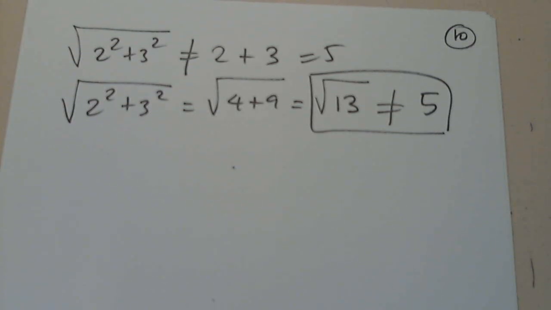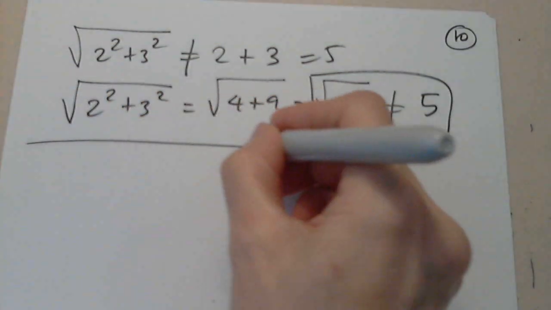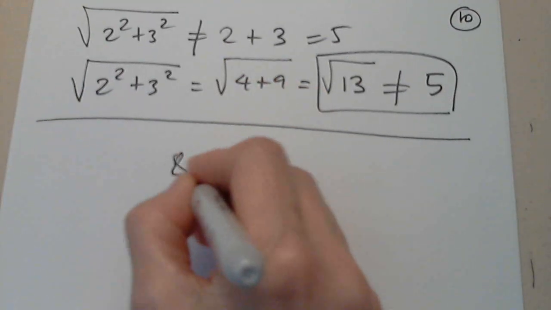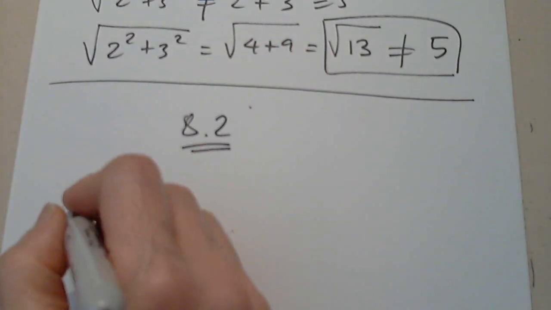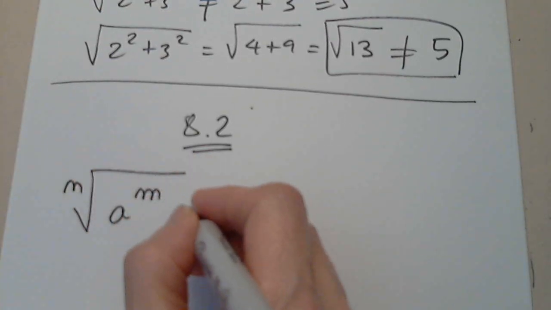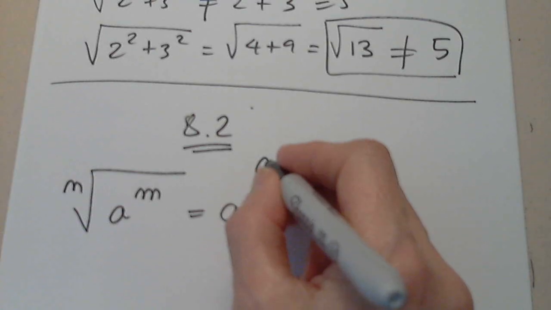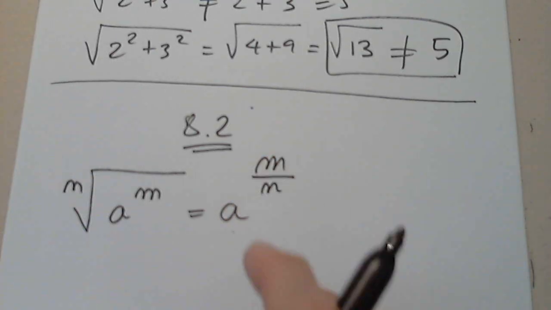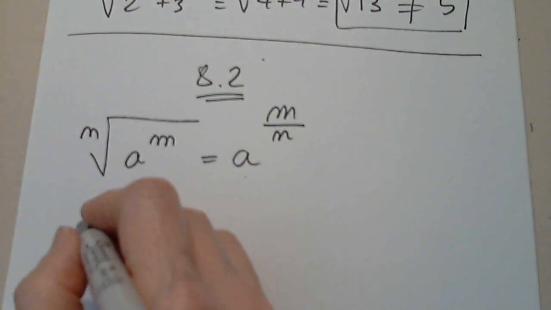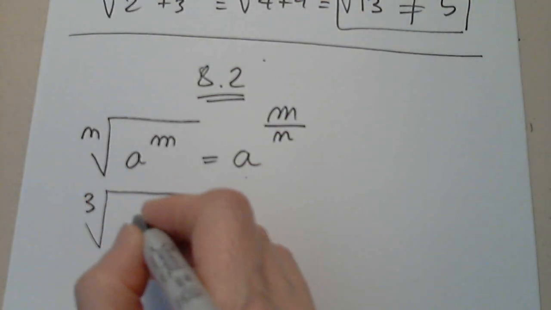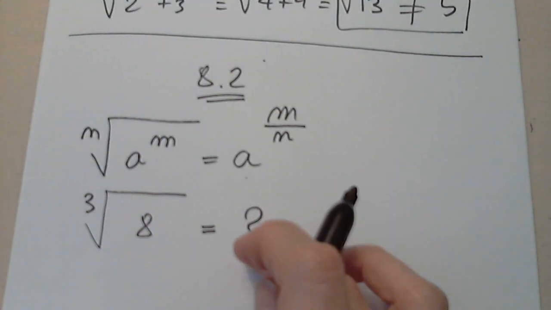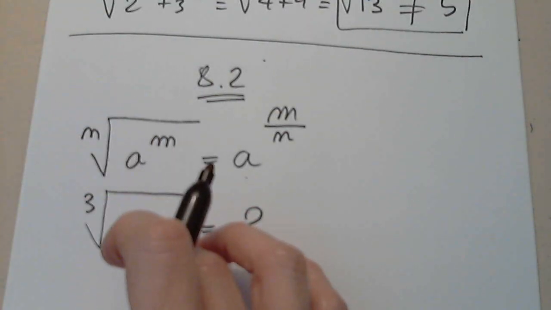Okay, so let's talk about roots with other indices. So 8.2. We already know that the nth root of a to the mth power is a raised to the mth over n in the denominator. So now when we're asked to find the cube root of 8, we are really asked to find what number we cube to get 8.